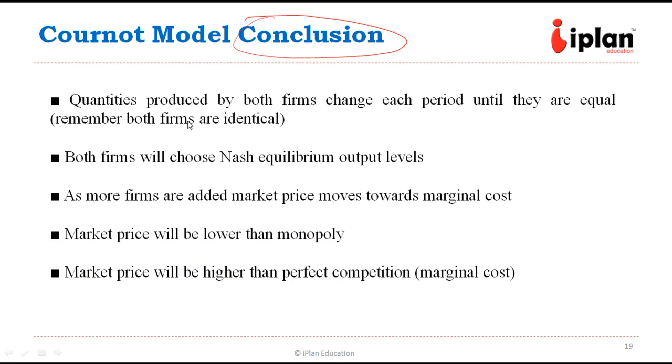It says the quantities produced by both firms change each period until they are equal. Since we already know that both firms are identical and both are changing their quantity based on their own calculations, assuming the quantity of the other firm is constant, they will keep changing step by step until they reach equal, and these output levels will be the Nash equilibrium output levels.